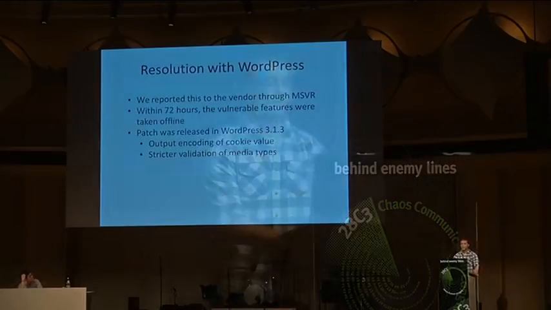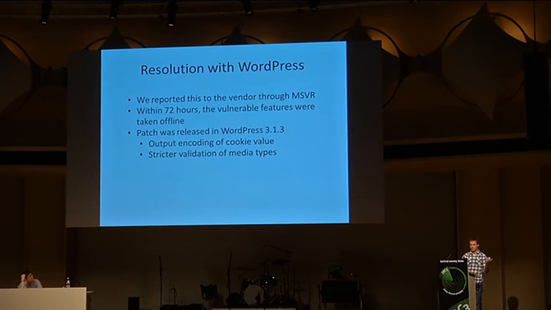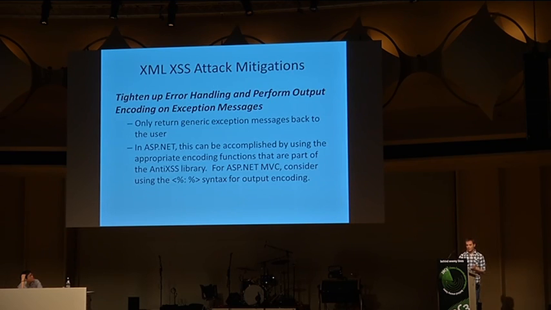The resolution with WordPress was super fast. We reported this to them, and they had mitigations in place within 72 hours, and then they had a patch that came out in 3.1.3. So mitigations with cross-site scripting are the same as always, and you probably shouldn't be echoing back exception messages anyway.